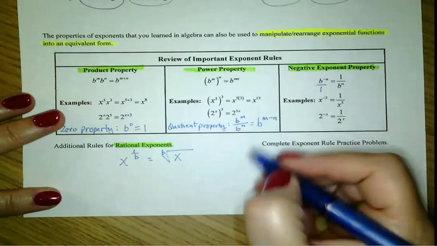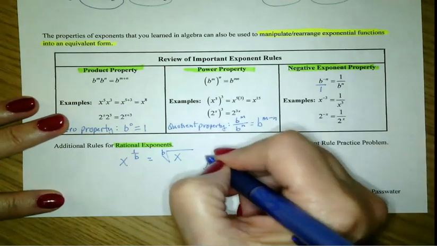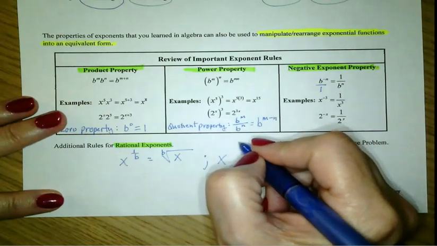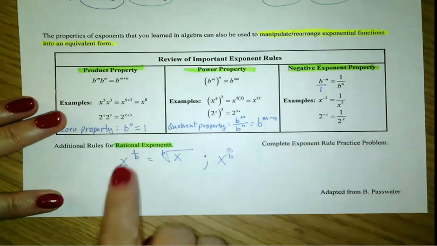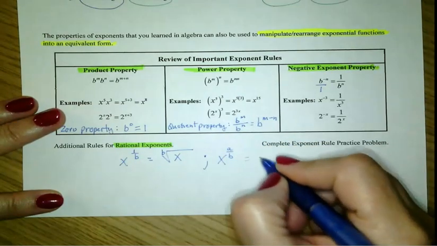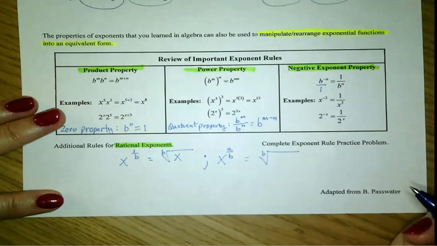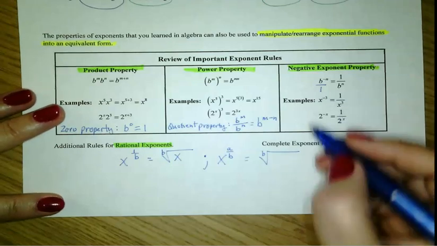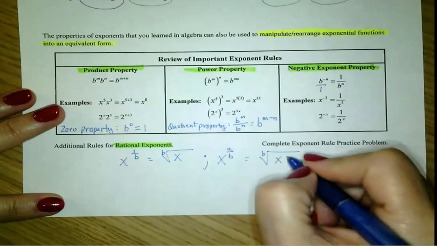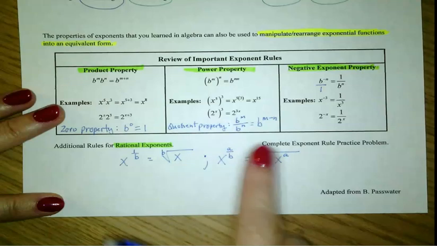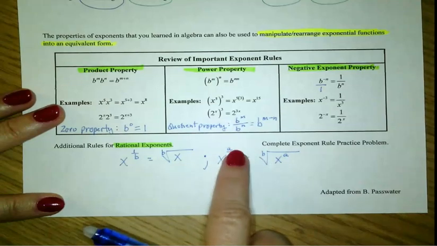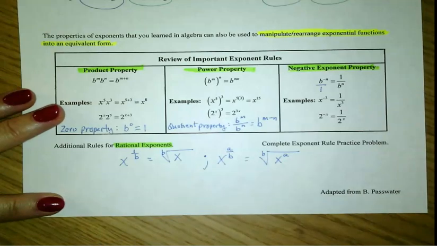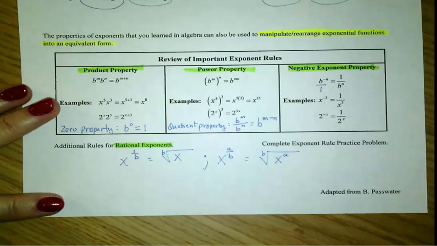Then the other property that goes along with this is what it looks like when it's not a 1 on top. So for instance, if it was x to the a over b. Well, the b would still work the same way. So if I go into my radical form, that's still going to be b. But what do I do with the a? Hopefully you remember from Algebra 1 and Algebra 2 that then that a becomes the power on the x underneath the radical. So the b is the index, the a is the power to whatever the base is underneath the radical. So those are two different rational exponent properties.